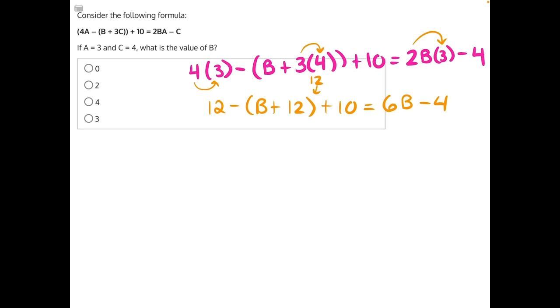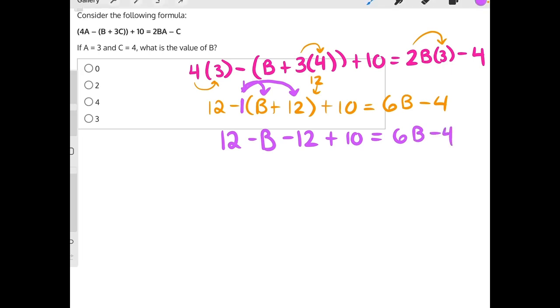There's one more piece of multiplication, one more distributive property we can do, and that's actually going to be right here. Because if it exists in math, there's always one of them. So this is really a -1, not just a minus sign, but a -1 that needs to be distributed into this parentheses. So we have -1 times B will give us a -B, and then -1 times 12 will give us -12. Plus 10 is equal to 6B minus 4.